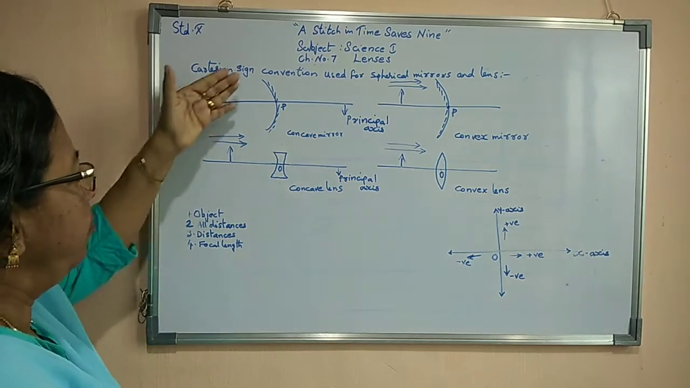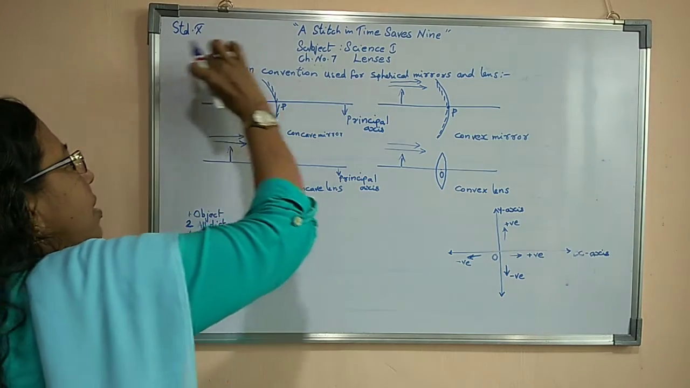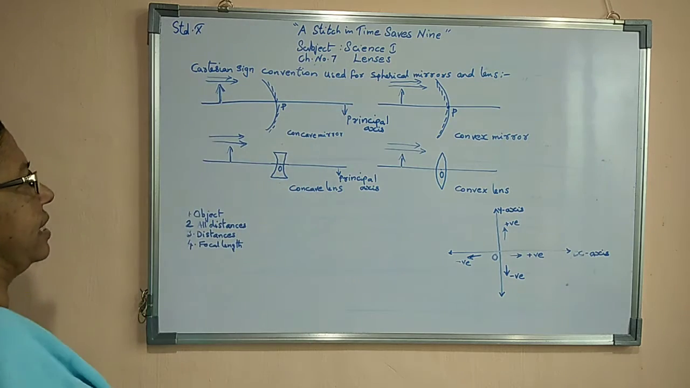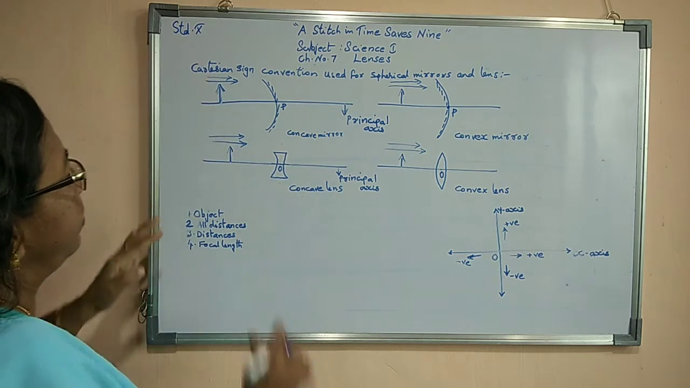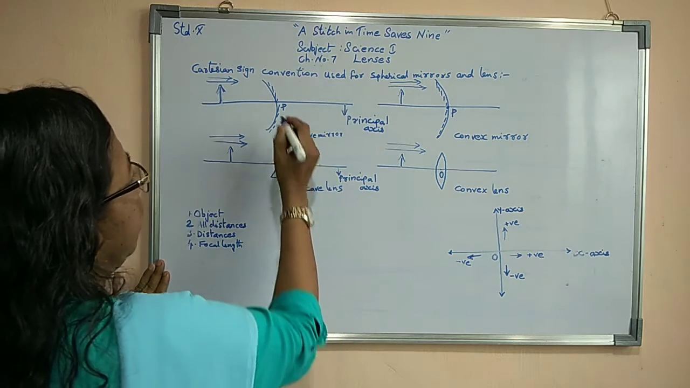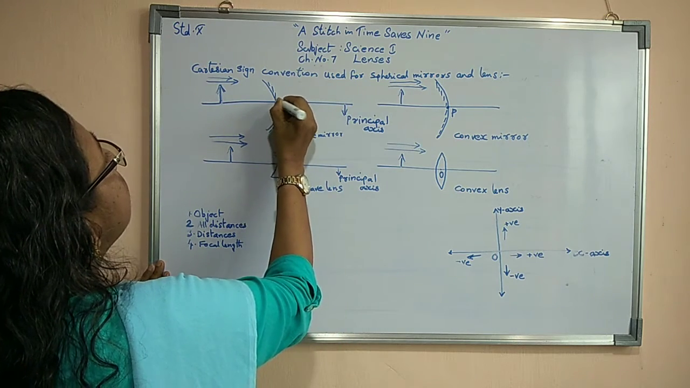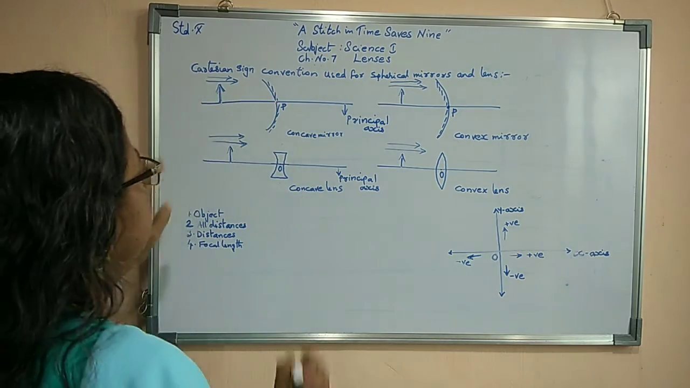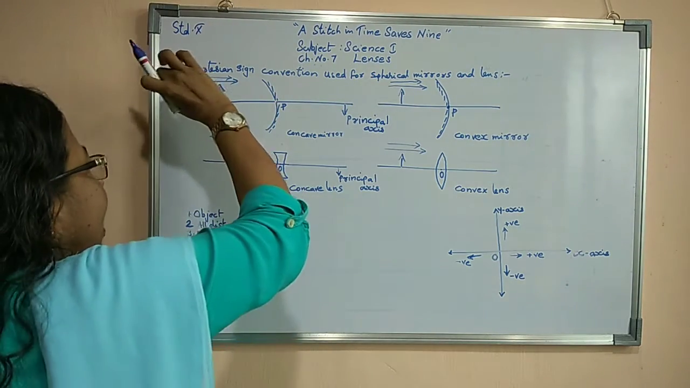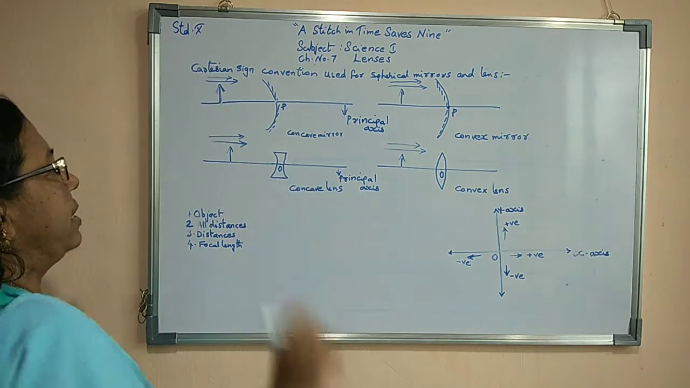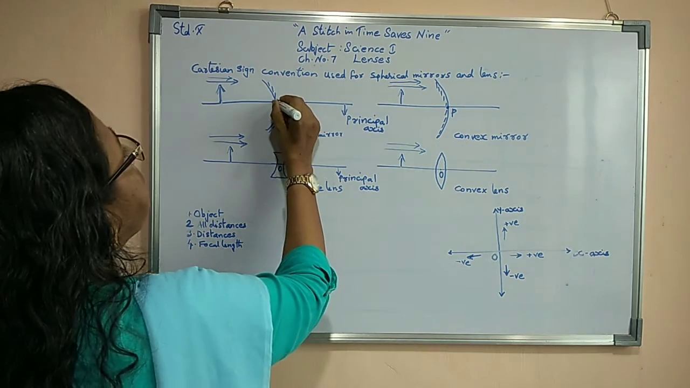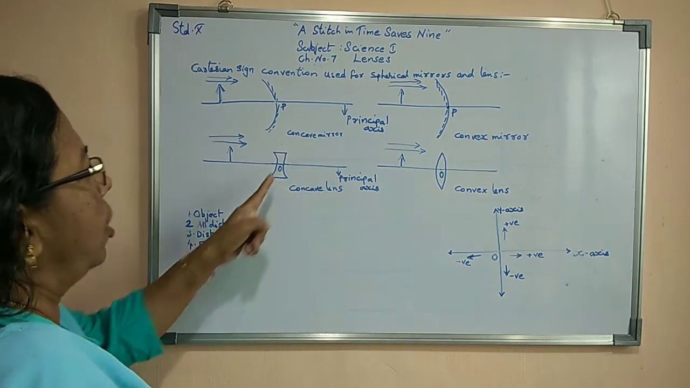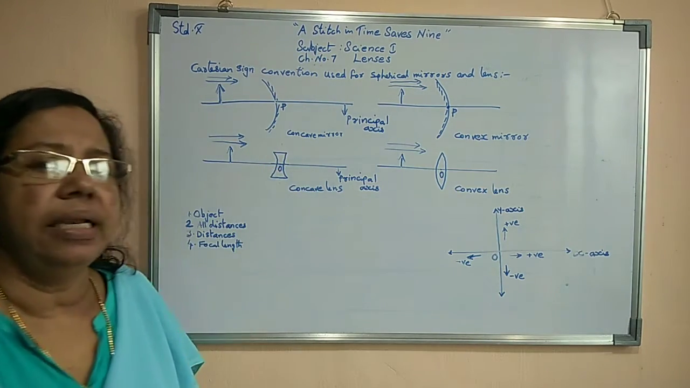Now we have to measure the distances of the rays parallel to the principal axis. In case of a spherical mirror, we measure from the pole. From the pole of the mirror, the distance we have to measure. So all distances parallel to the principal axis are measured from the pole of the mirror and the optical center of the lenses.